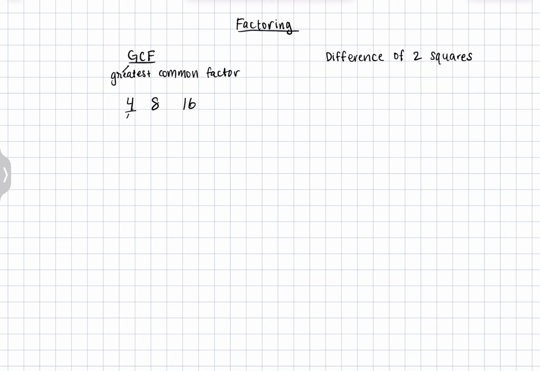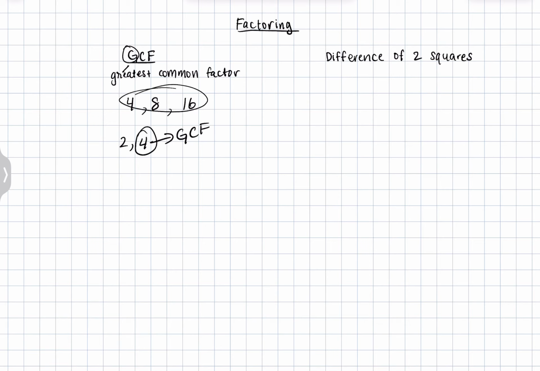So 4 is divisible by 4 evenly. It can also be divided by 4 here and here in 16 as well. But you can also divide these numbers evenly by the number 2. So I could say divided by 2, divided by 2, divided by 2. So 2 and 4 are factors of these three numbers. But 4 is the greatest, and we're looking for the greatest, so 4 is the GCF of these three numbers.